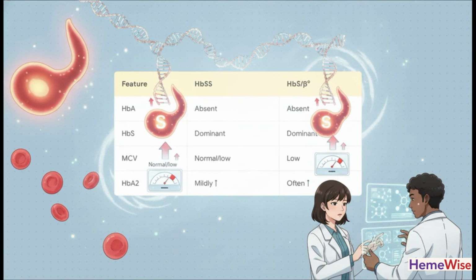Now, what's really interesting about this slide is how it highlights one of the most dangerous differential diagnoses in hematology, distinguishing true sickle cell anemia, HbSS, from sickle beta-thalassemia.